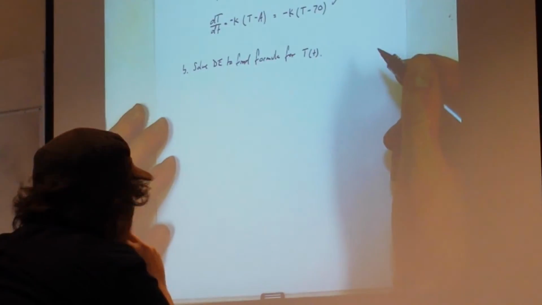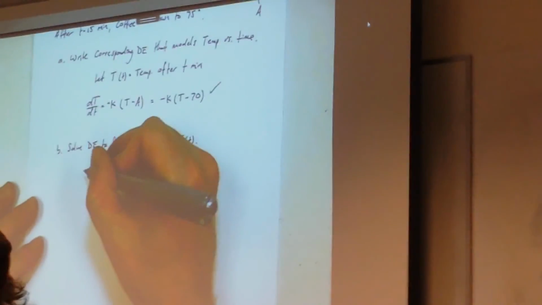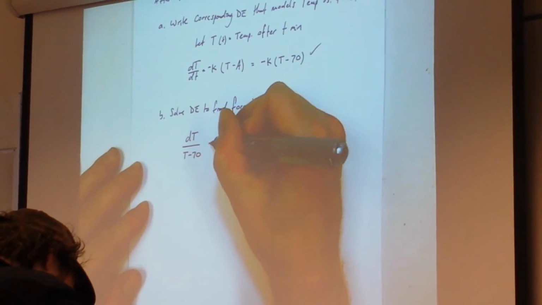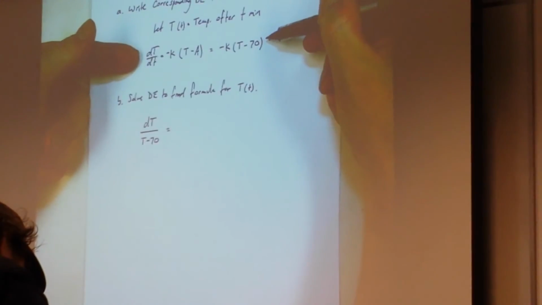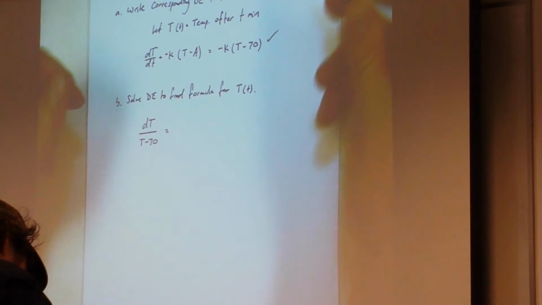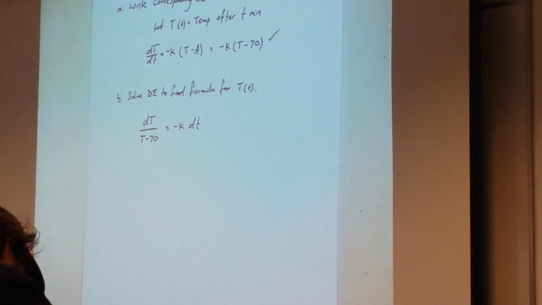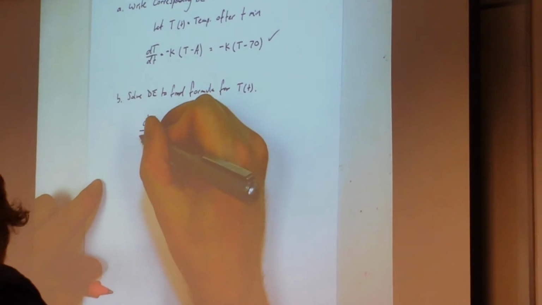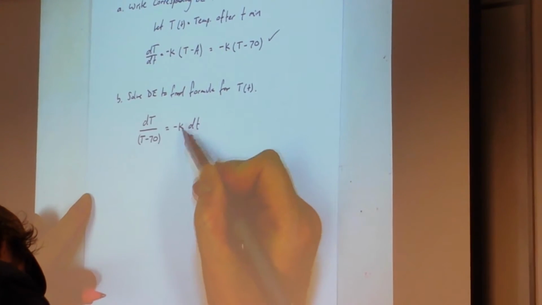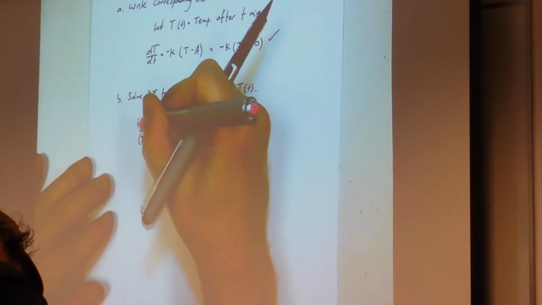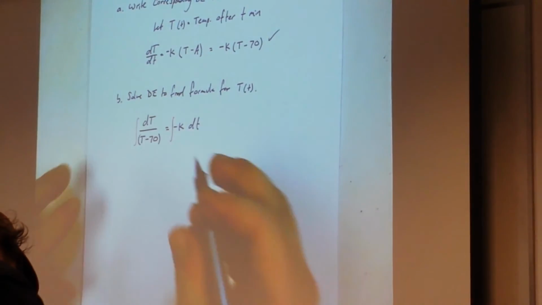So, and multiply both sides by little dt, and we have just negative k dt, right? So it is separated. It just happens that, okay, my function of t is a constant function. Now, when I integrate both sides, what do we get on the left?